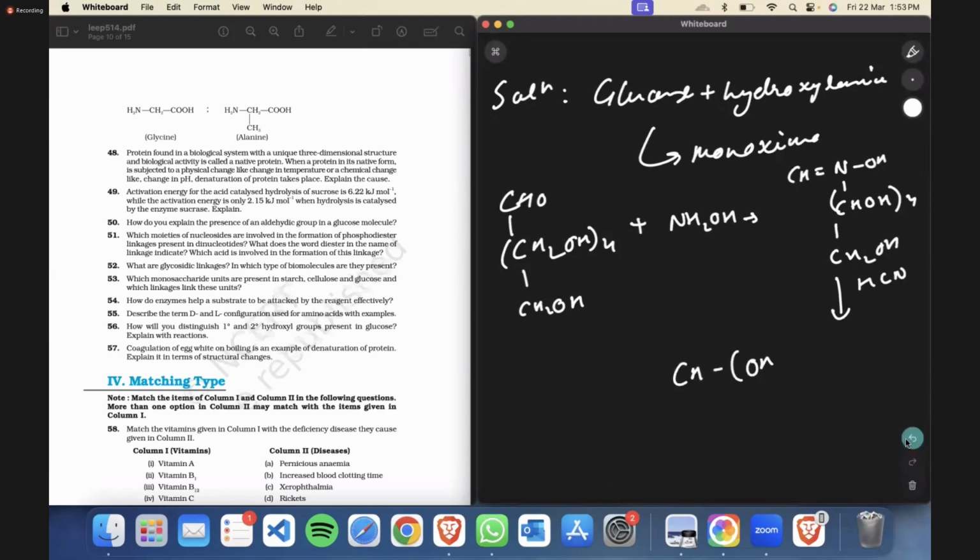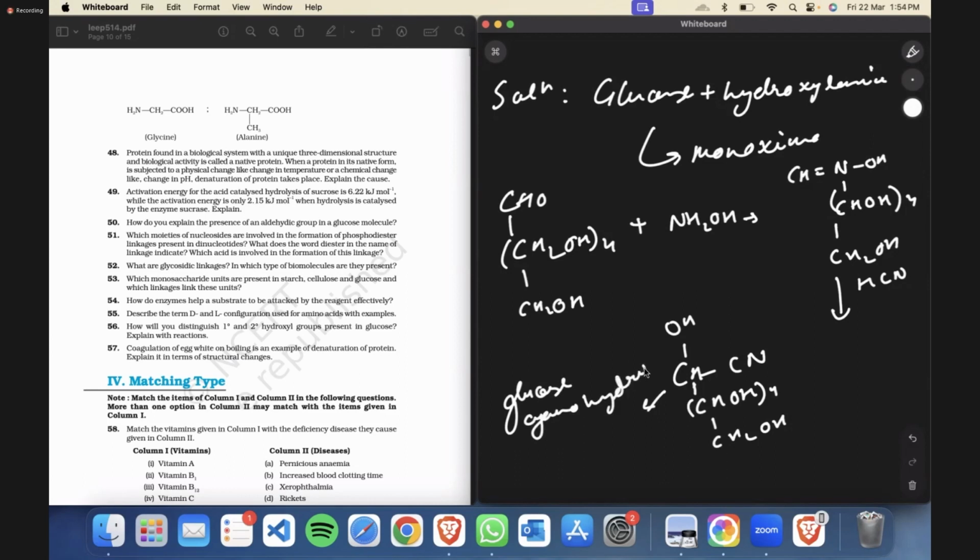CHOH, CHOH, CN, and CHOH whole 4 and CH2OH. So this is what glucose cyanohydrin is. All right.